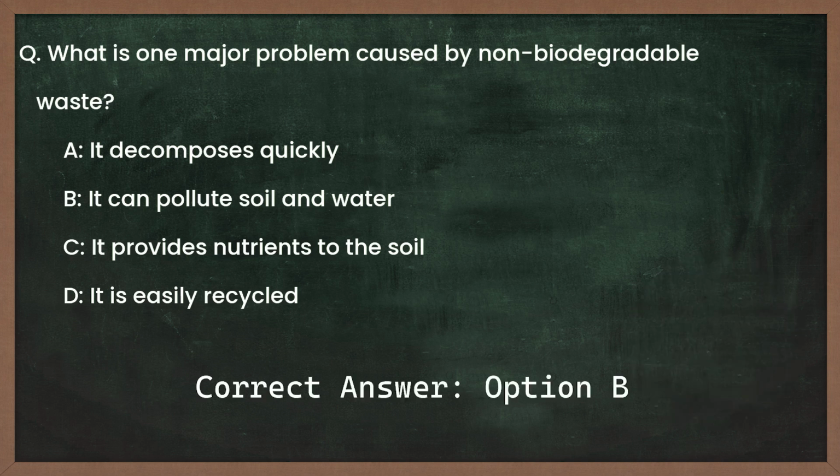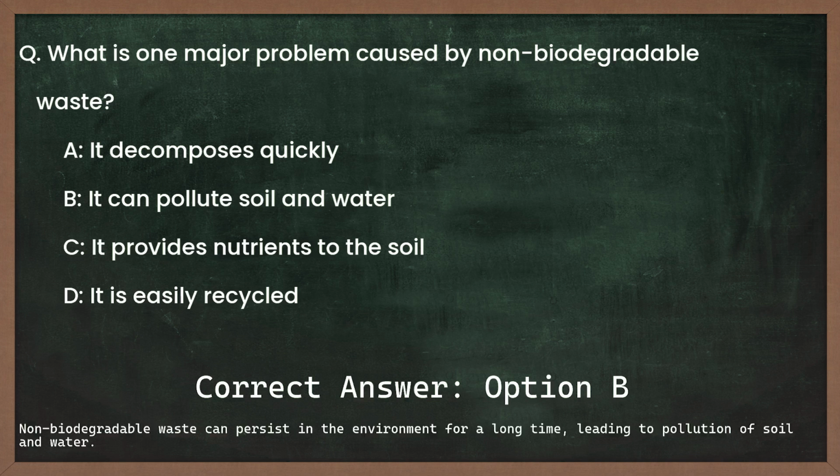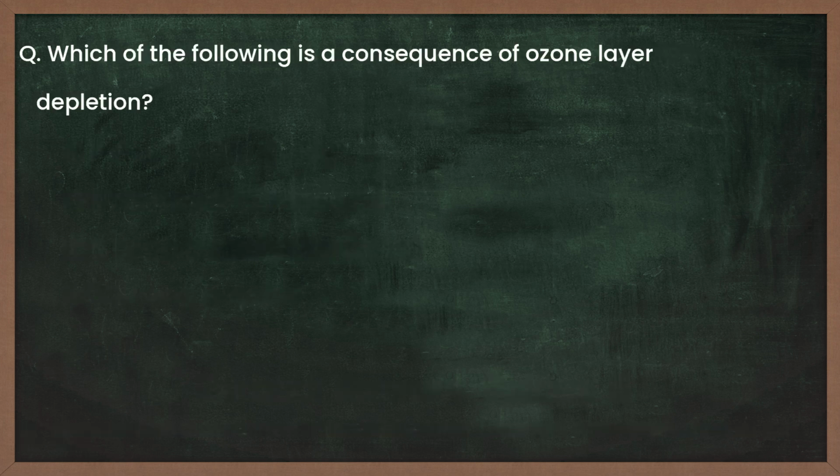The correct answer is option B, which is it can pollute soil and water. Non-biodegradable waste can persist in the environment for a long time, leading to pollution of soil and water. Question: which of the following is a consequence of ozone layer depletion?